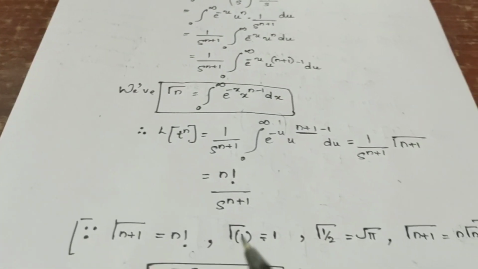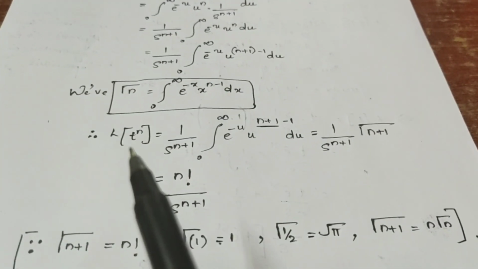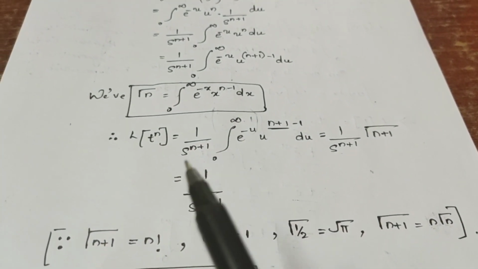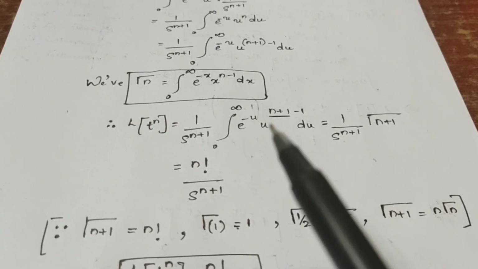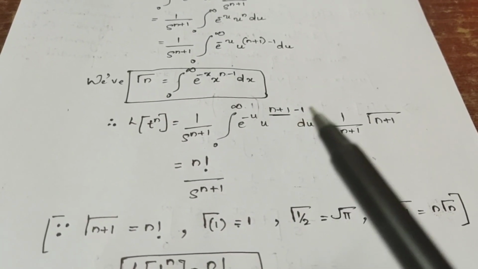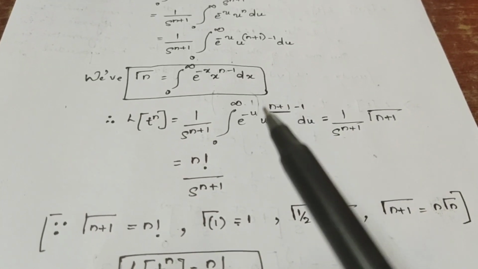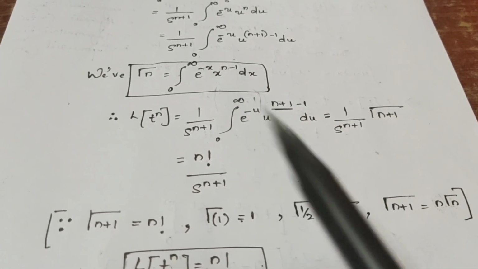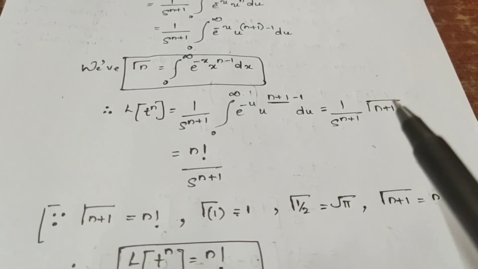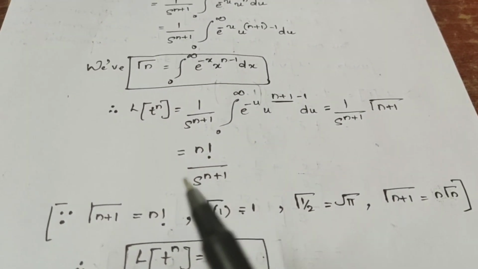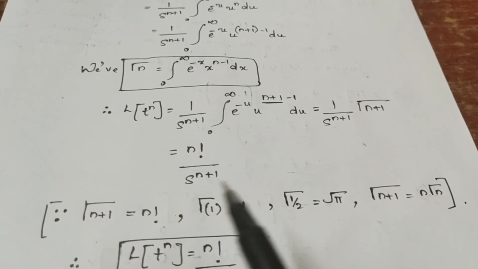So it becomes Laplace of t raised to n equal to 1 by s raised to n plus 1 integral 0 to infinity e raised to minus u, u raised to n plus 1 minus 1 into du. Here we have n plus 1 in the place of n. So we have 1 by s raised to n plus 1 gamma of n plus 1, which is equal to n factorial by s raised to n plus 1.